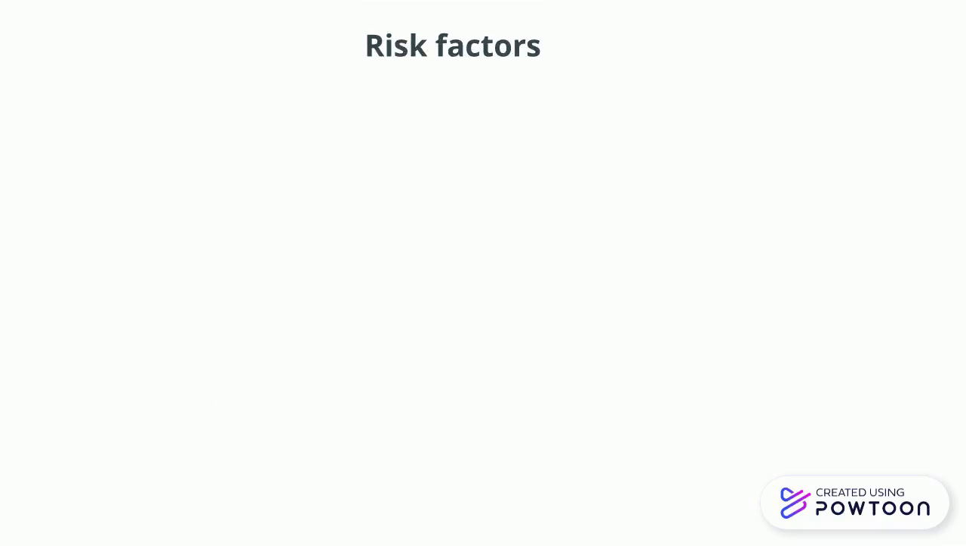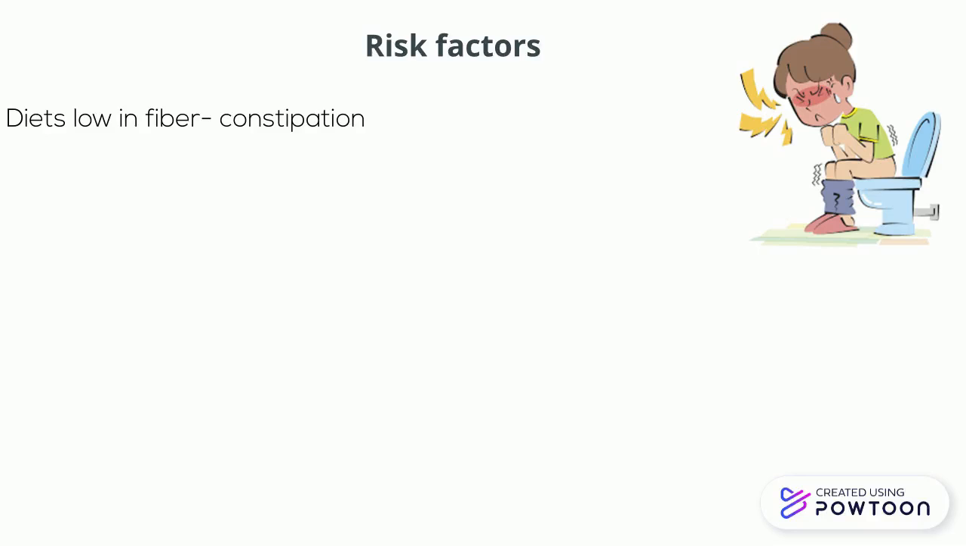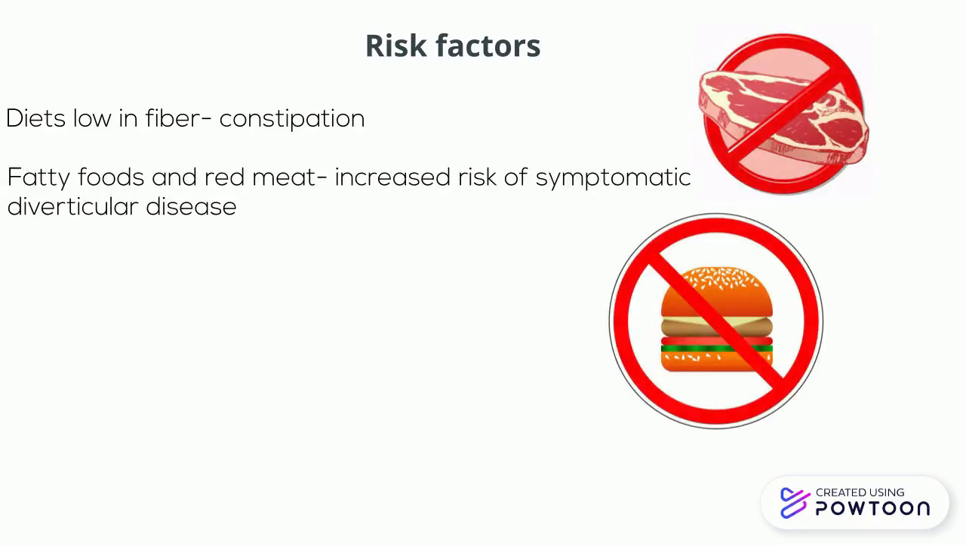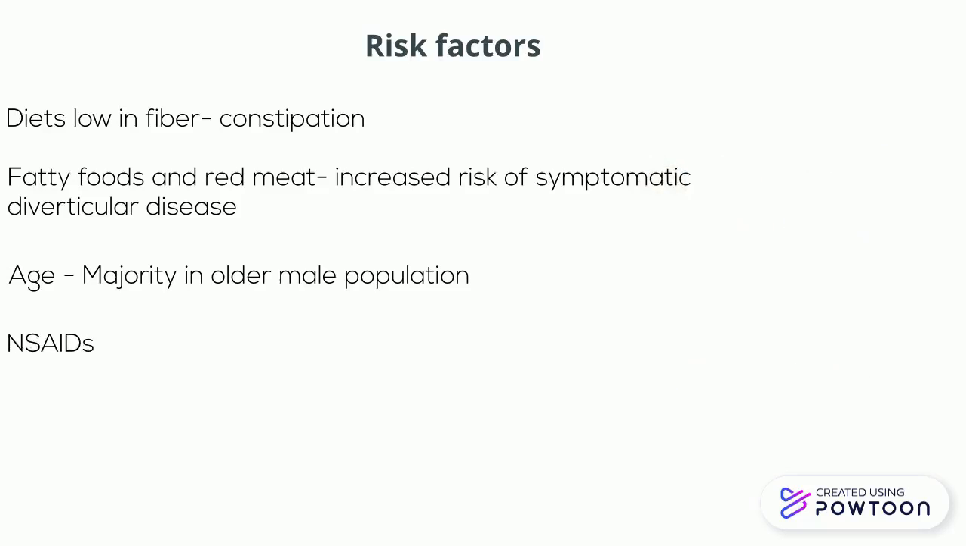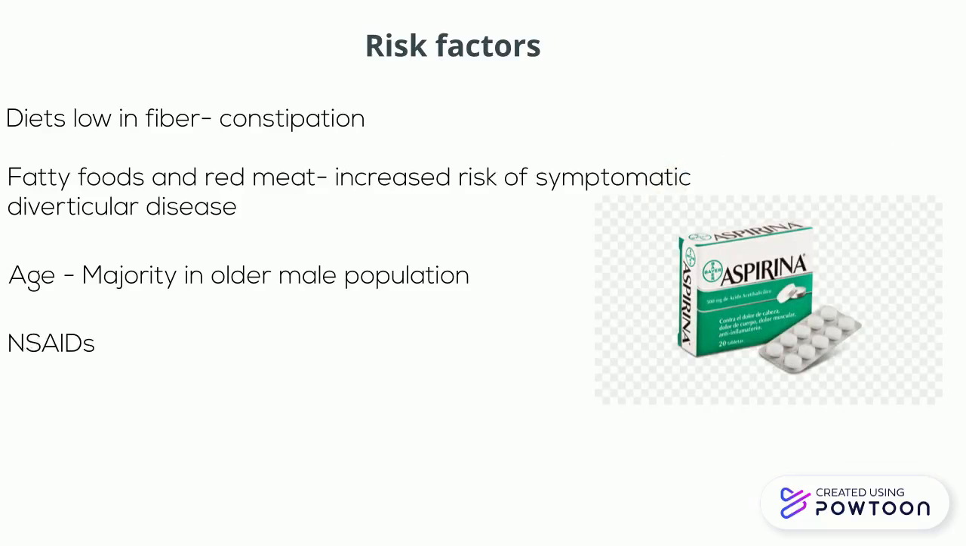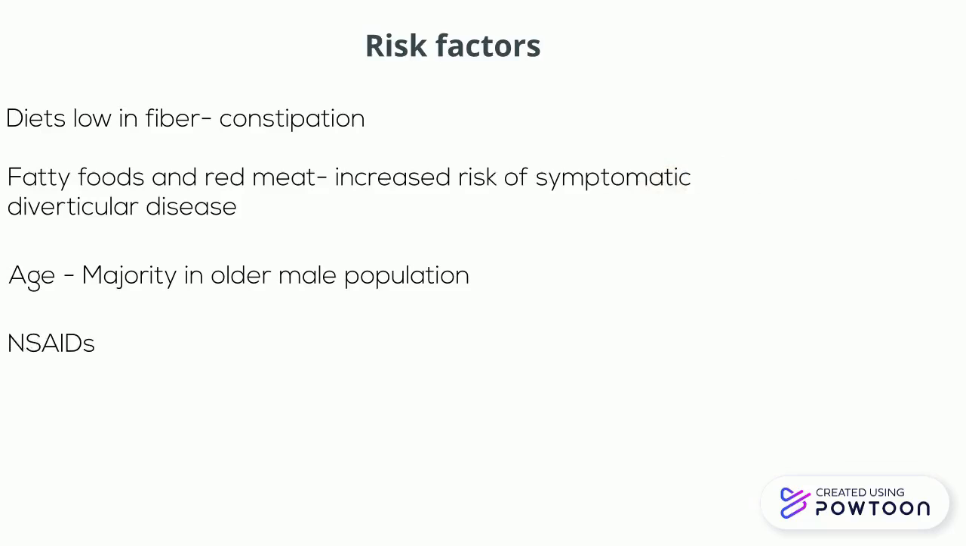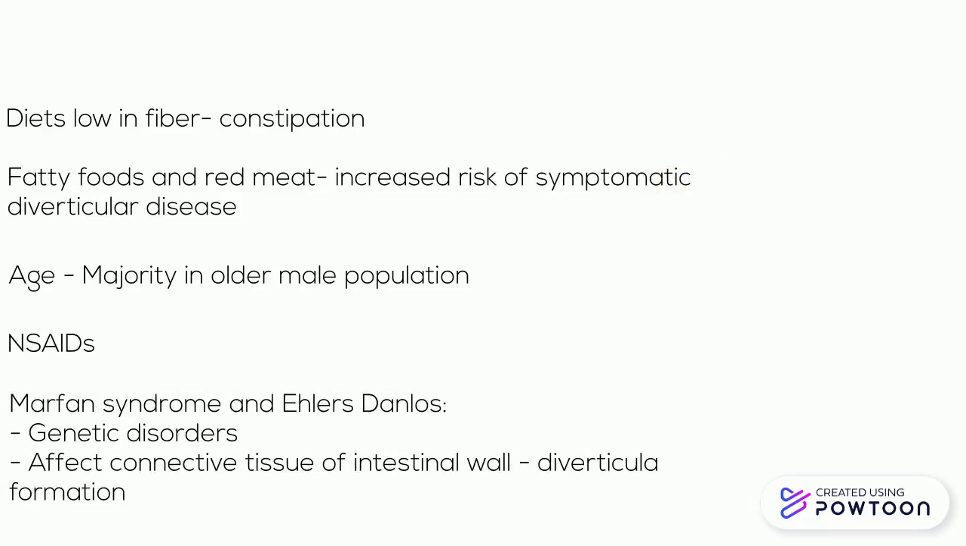Risk factors leading to diverticular disease include diets low in fiber, leading to constipation, also carbohydrate-rich foods and red meat, which increase the risk of painful symptoms. Age is one of the most common factors, with the majority being adults over the age of 70. NSAIDs such as aspirin can promote blood loss from existing ruptured arteries in the gut. There are also genetic disorders such as Marfan syndrome and Ehlers-Danlos that affect connective tissue.